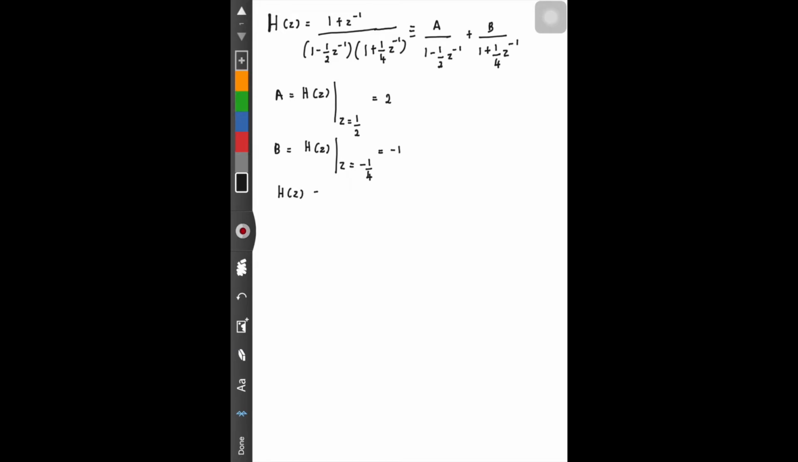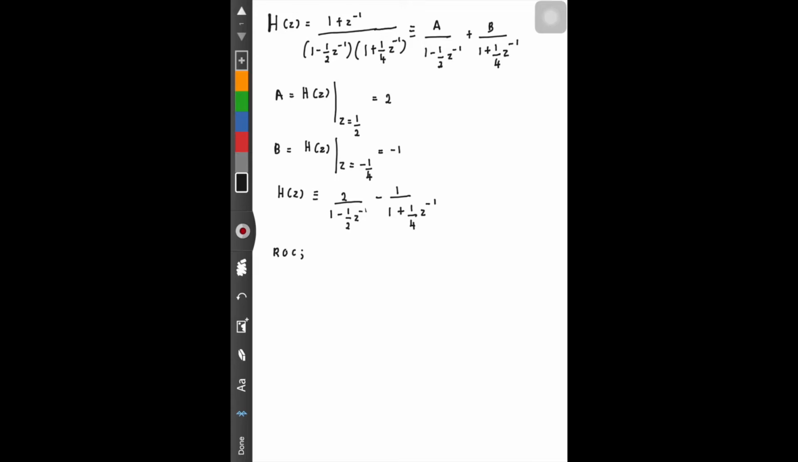So basically your H(z) is 2 over 1 minus half z^-1, sorry, it is not plus, it is minus 1 over 1 plus 1/4 z^-1. Okay, so basically from here we can determine your ROC.